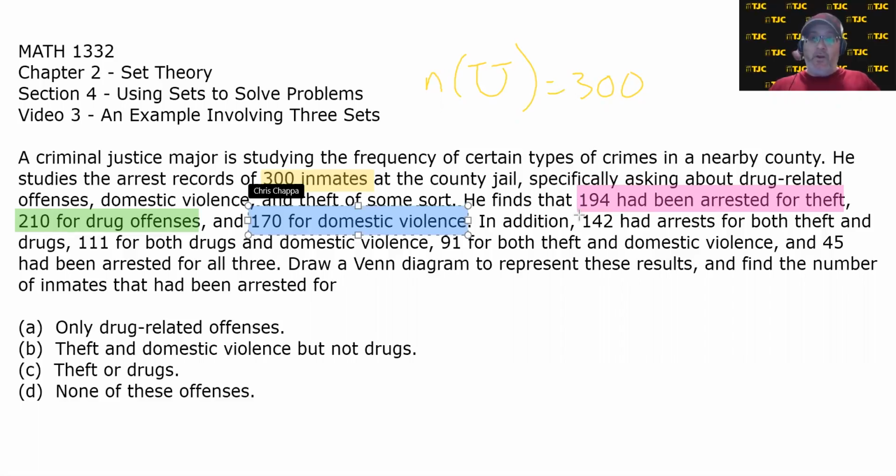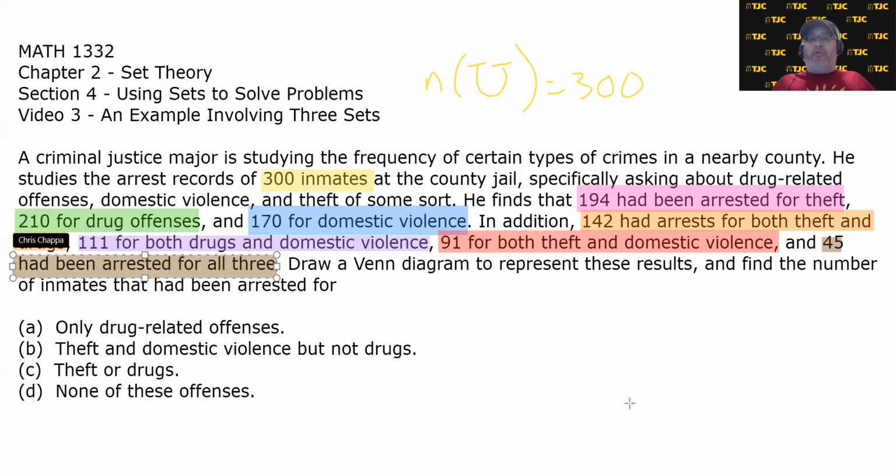Speaking of which, 142 had arrests for both theft and drugs. Now, that does not mention anything about domestic violence, so they may or may not have been arrested for domestic violence as well. Running out of colors here. 111 for both drugs and domestic violence, giving us a lot of numbers here. 91 for both theft and domestic violence, and we're still not out of numbers. We're almost out of colors. 45 have been arrested for all 3. All right, so there's the ones that have been arrested for everything.